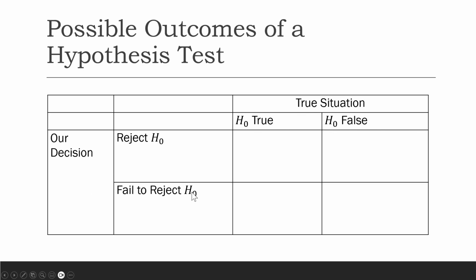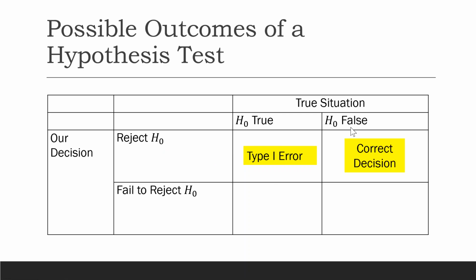Well, if we reject the null and the null is actually true, we've actually made that type 1 error. That's a bad decision there, right? We've made a type 1 error. So where these two cross paths is our type 1 error. If we reject a null when the null is in fact false, that is something that we want to do. We want to reject a false null hypothesis. So that is a correct decision. All right. So whenever we reject the null hypothesis, we're either going to make a type 1 error or we're going to make a correct decision.